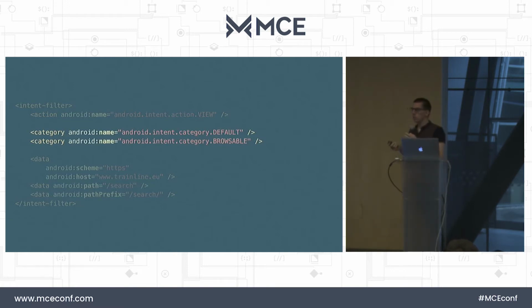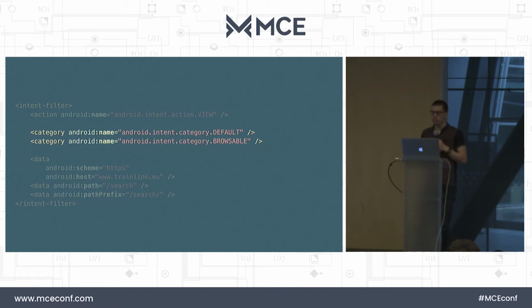Okay, then you have two categories. The first one is mandatory, and it's called default. You will see why it is mandatory. If it is mandatory, why do I have to put that inside? Well, that's because, as I said, intent filters are not only for URL catching. They may be used for some other purposes. But in the case of URL handling, you always have to have the default category.